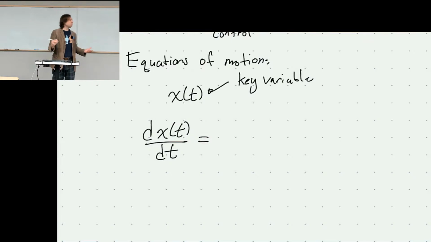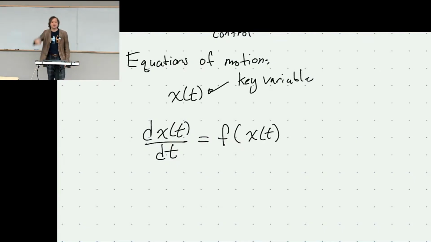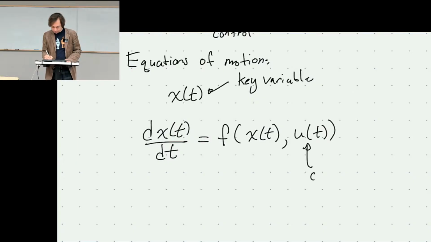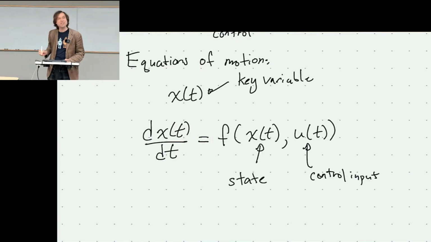Well, it's a function of, could be a lot of things. It could be some function of the height of this pen or something. So this, and also it could be in response to stimuli, okay? This u of t, we'll call that a control input. Okay, and this x of t, we'll call it a state.